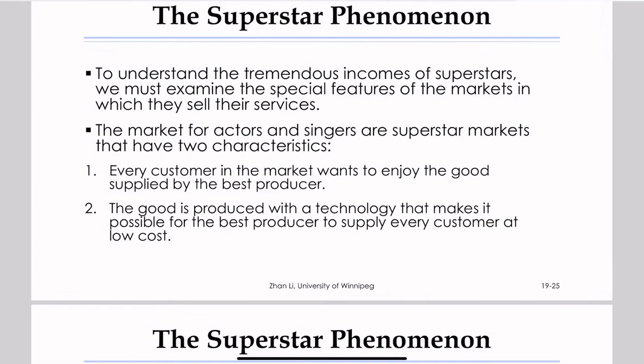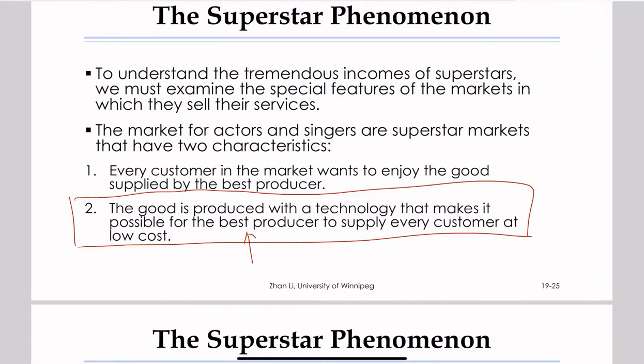You won't want to watch the 50th ranked movie, right? Maybe you would just want to watch the movie ranked top, or second or third. You won't want a movie ranked like 60th, right? And then the second feature is that the product is produced with a technology which makes it possible for the best producer to supply every customer at low cost. This is important. The second feature is actually the very unique feature of the superstar market.